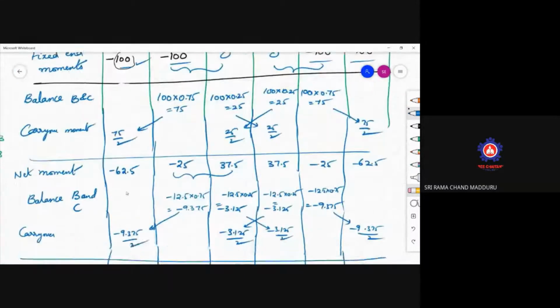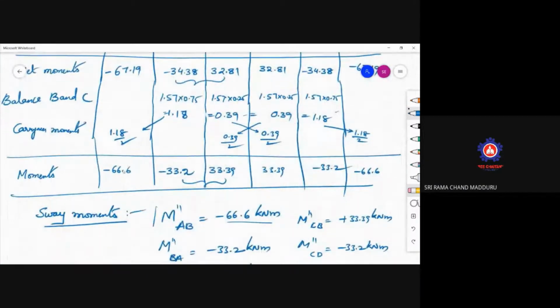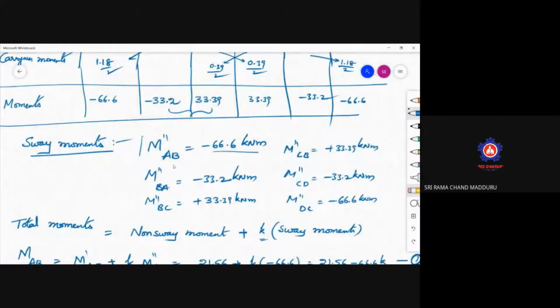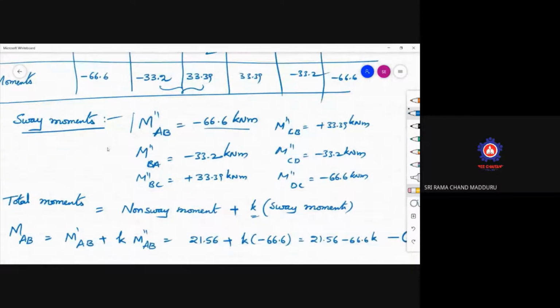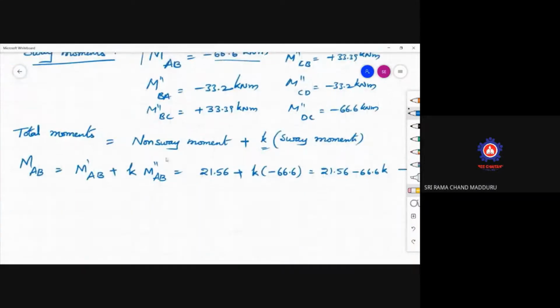Now after that, the sway moments are calculated. But these sway moments are not the actual values. They are multiplied with a factor k. Why? Because as they are assumed, we should get the exact value. So here the total moments are nothing but non-sway moment plus factor into sway moments. Similarly, MBA is equal to M dash BA plus K into M double dash BA.